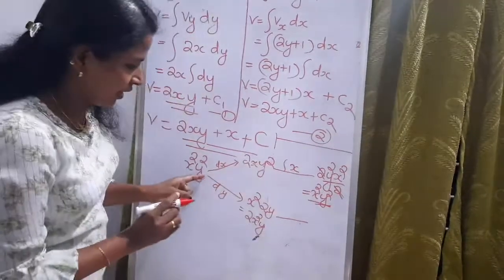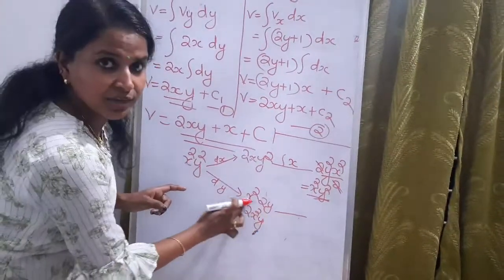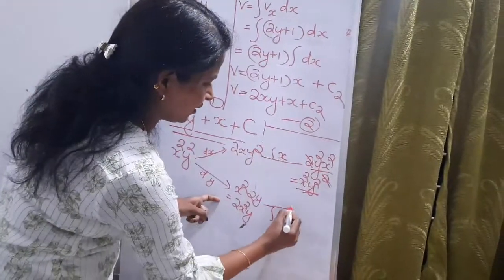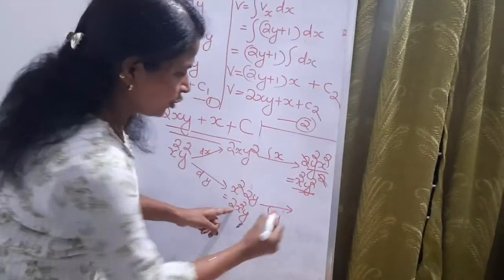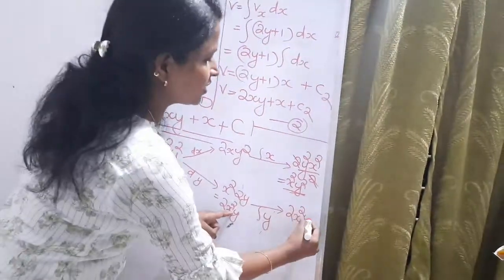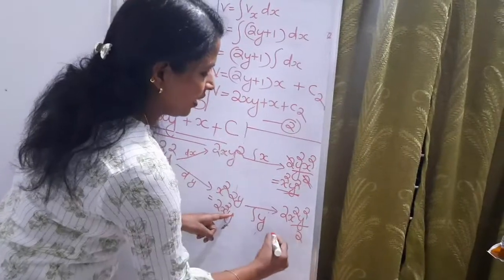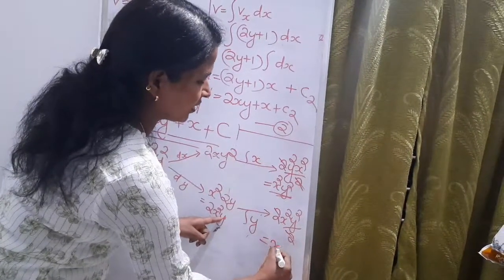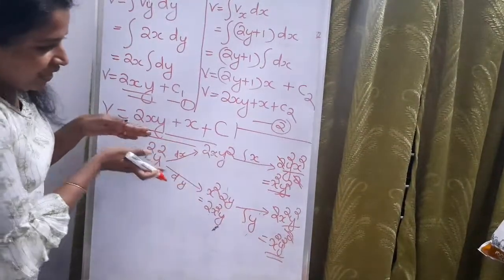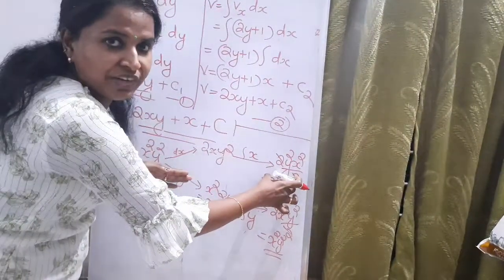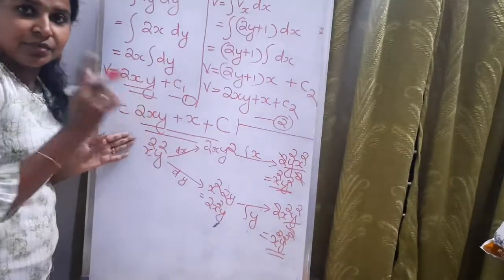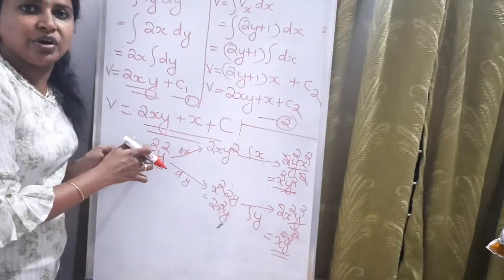Similarly, integrating this term with respect to y, we get 2 x square is constant. Integral y is y square by 2. That is, 2 and 2 cancel. We get x square y square. Here x square y square we get, and from here we get x square y square. But the original term is only one term, x square y square.